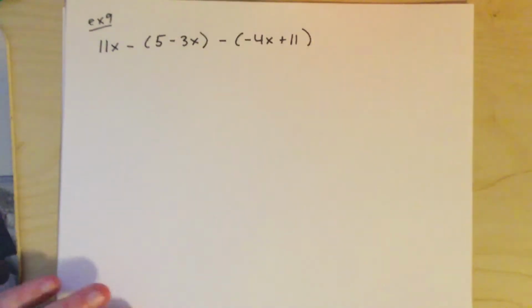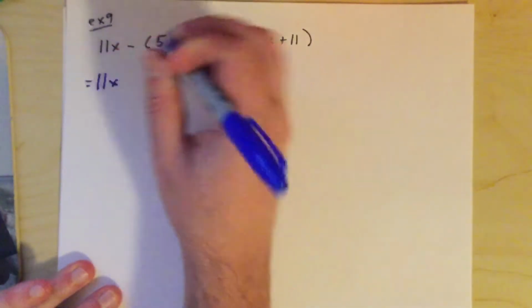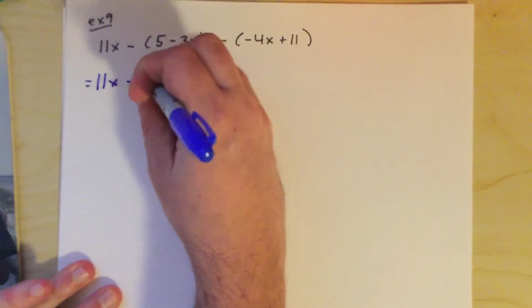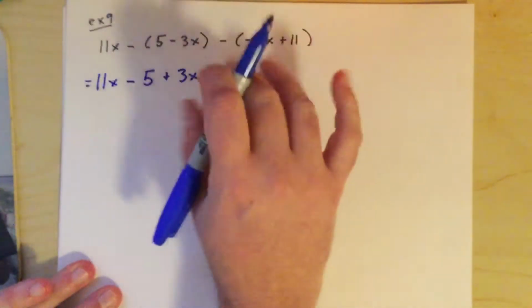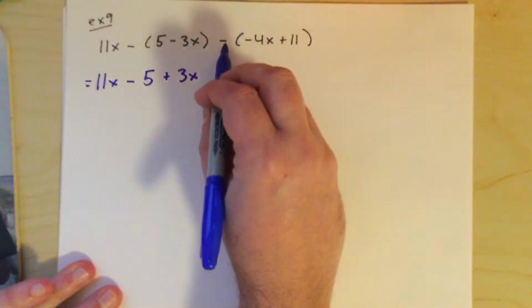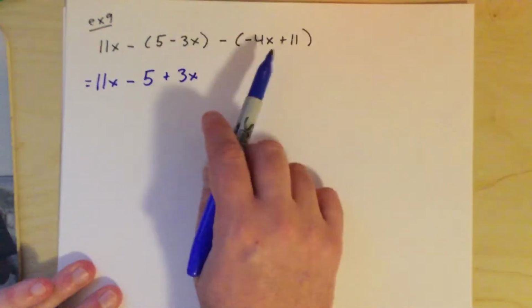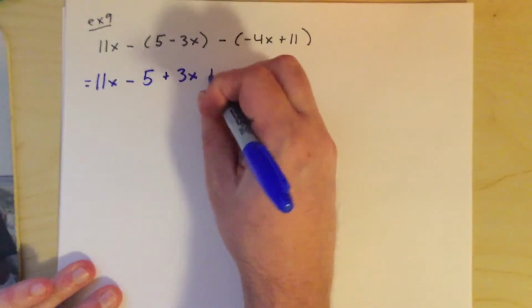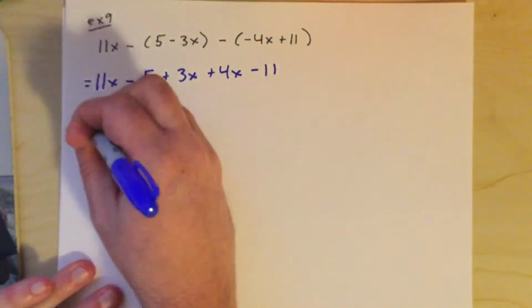Continuing on, we're on example number 9. The 11x, nothing special, we're just going to rewrite it. There's a negative in front of this bracket, so it's going to be minus 5 plus 3x. I'd probably pause this video at this point and try to actually figure it out yourself. There's a negative in front of this bracket, so the negative becomes a positive, the positive becomes a negative.